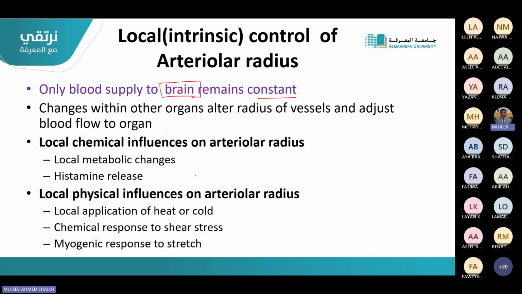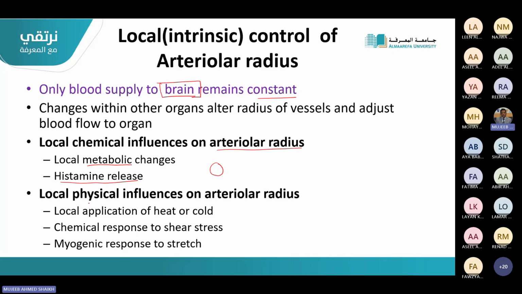Whereas other organs, depending upon their activity, the blood flow will increase or decrease. To maintain the local blood flow, there are some metabolic changes happening there, and also the release of some chemicals like histamine. This will cause change in the size of the arteriolar radius, so it will lead to vasodilatation.